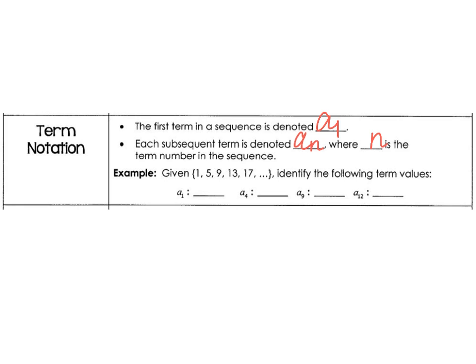So for example, if we're given this sequence right here, 1, 5, 9, 13, 17, and we want to identify the following term values. A sub 1 means what is the first term. So A sub 1 would be our first term, and the first term in this sequence is 1. So A sub 1 is 1. Now A sub 4, or the fourth term, would be 1, 2, 3, 4. This is our fourth term. So A sub 4 is 13.